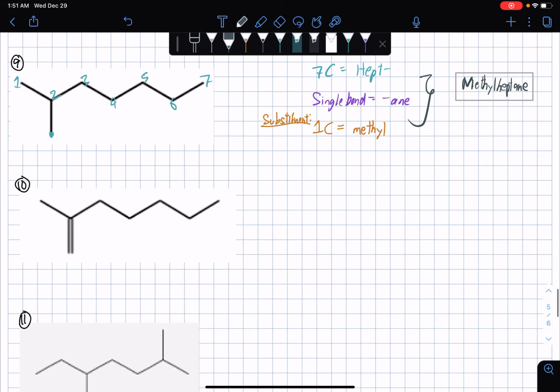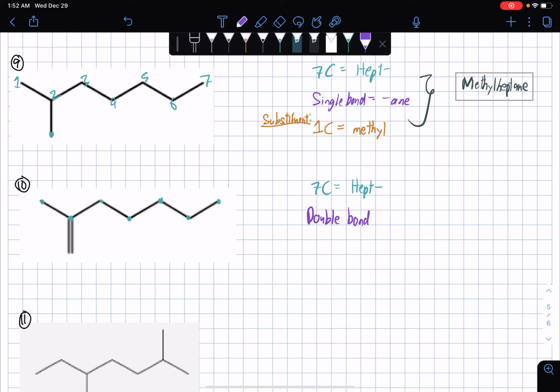Let's move on to number 10. Our substituent this time is a double bond, which makes the entire structure a double bond. So let's count the carbons again. We start from here because it's nearest to the substituent. So 1, 2, 3, 4, 5, 6, 7. We have the total of 7 carbons, which is the prefix hept. Now, single bond, we are a double bond actually. The structure is a double bond.